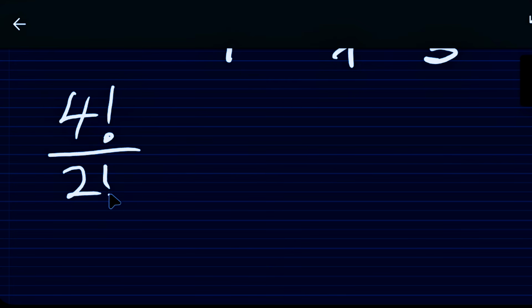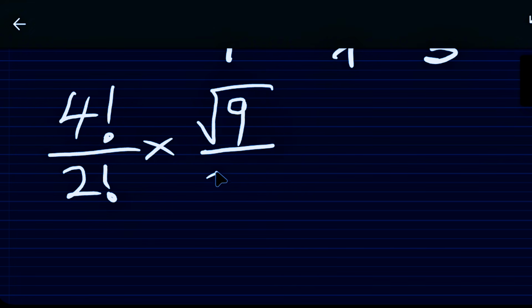Now let me show you how to solve this particular expression the right way. Okay, now in this particular expression, which is 4 factorial divide by 2 factorial, then multiply by square root of 9, divide by 9 exponent 0.